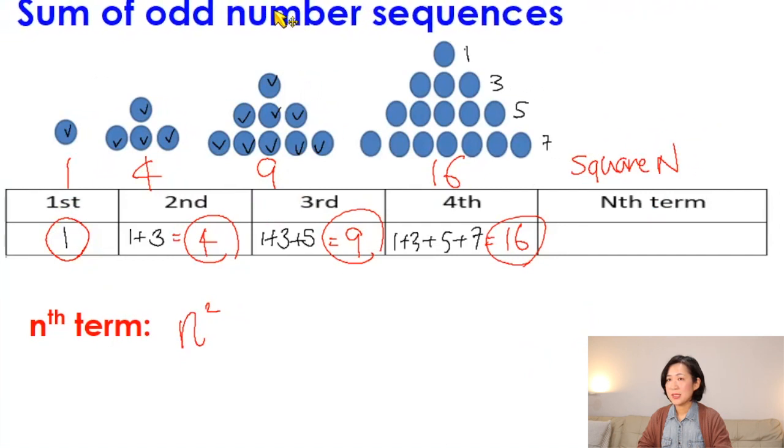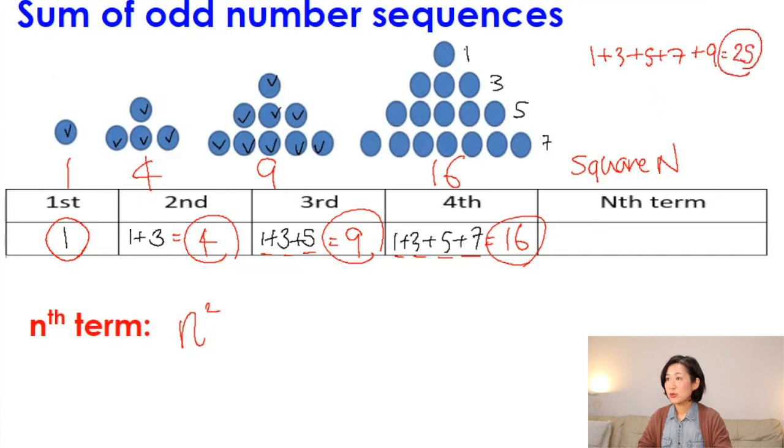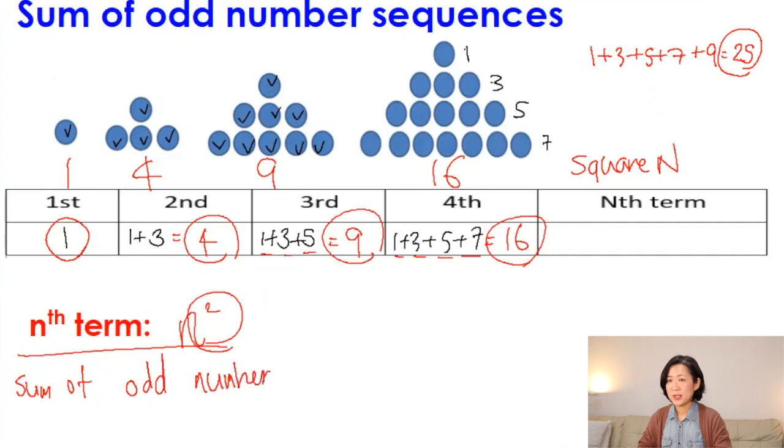Interestingly, this number sequence has got another name. That is the sum of odd number sequence. Because have a look at all the numbers. You keep adding up your odd numbers, right? So 1 plus 3 plus 5 plus 7, and your next term will be 9, right? That gives you 25. Again, 25 is a square number. Wow, it's very interesting. So a square number is at the same time a sum of odd numbers as well. So whenever you see odd numbers adding up together, then you think of a square number.